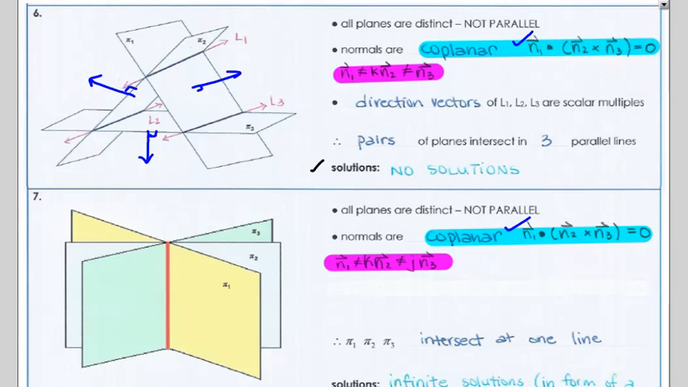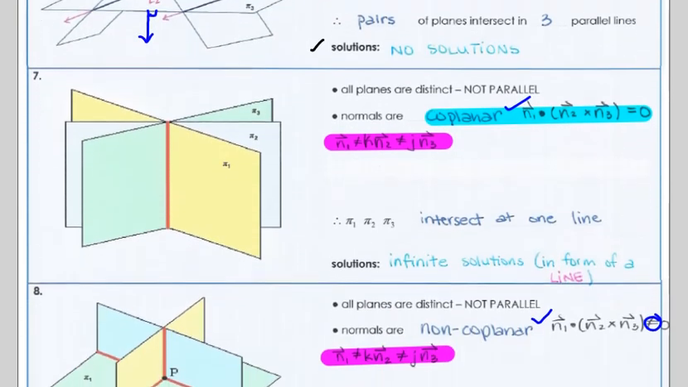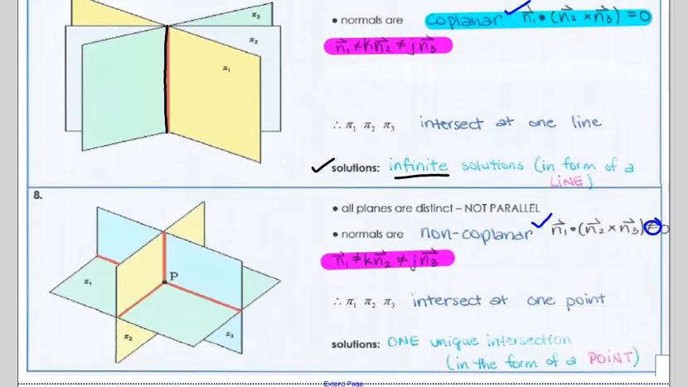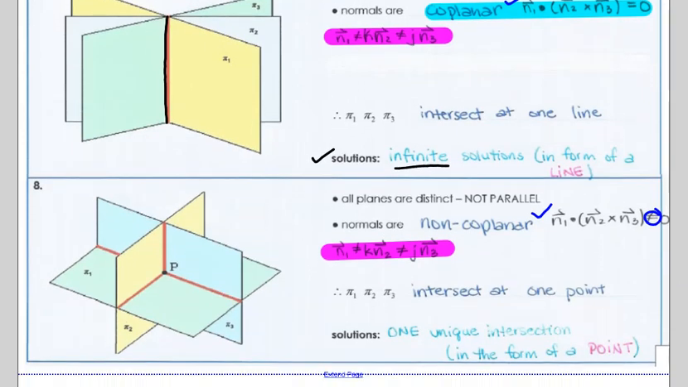We could also see an example, when we do substitution and elimination or use matrices, where we have an infinite number of solutions. All three are touching at one edge, which is a line. That means we'll have an infinite number of solutions in the form of a line. And even if we didn't do the coplanar test, we could just do substitution and elimination, and that should lead us to this one, where all three of them only touch at one place at the same time, and that is at a point. And so we would get one unique point.